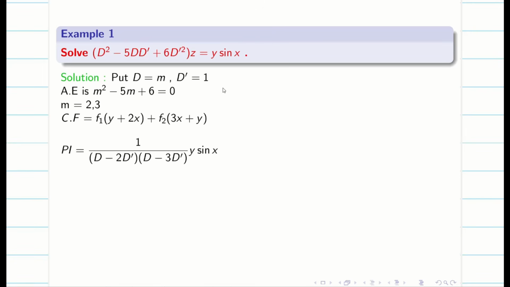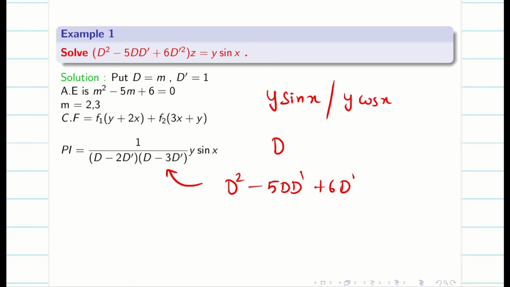Next we are going for PI. When you want to solve the problem with right hand side, y sin x or y cos x, etc., you take the PI. The denominator you should write like this. How I arrive this? Let us take D square minus 5 DD dash plus 6 D dash square.